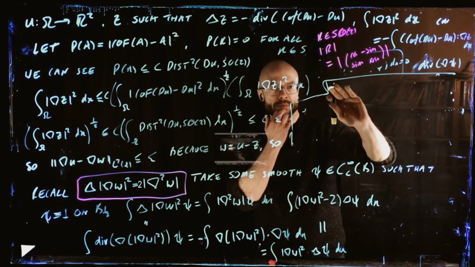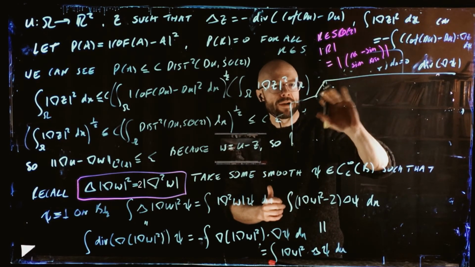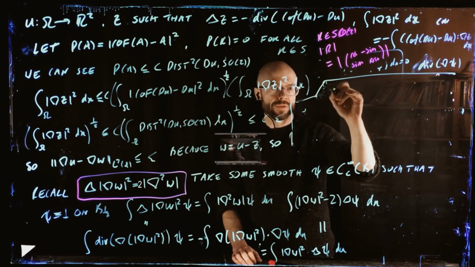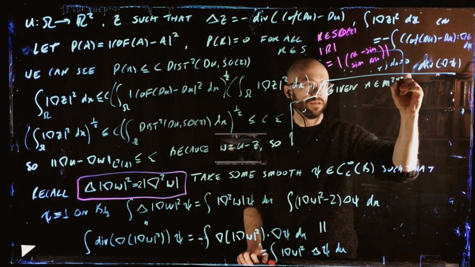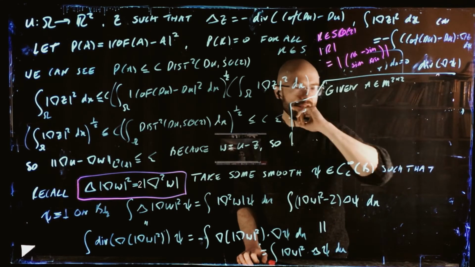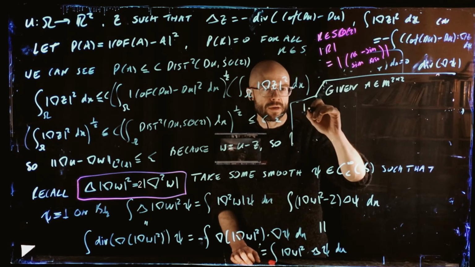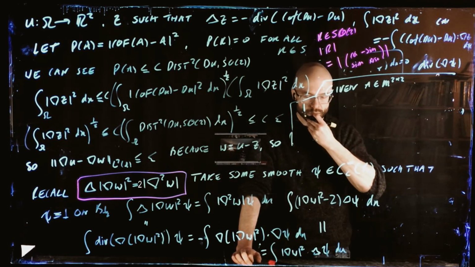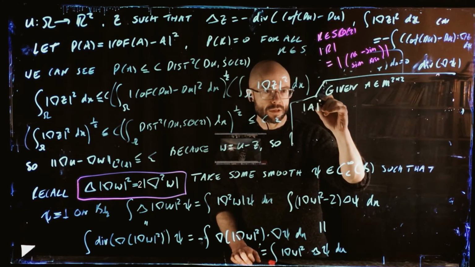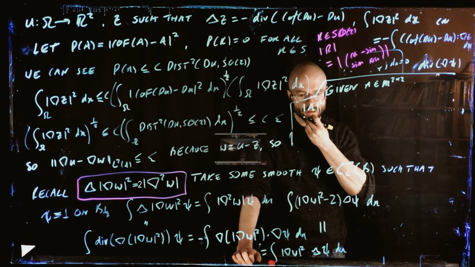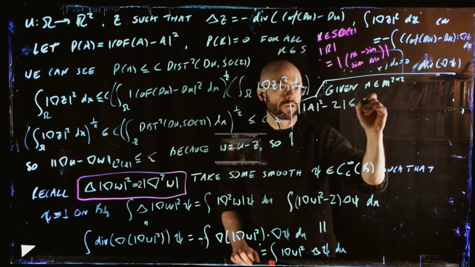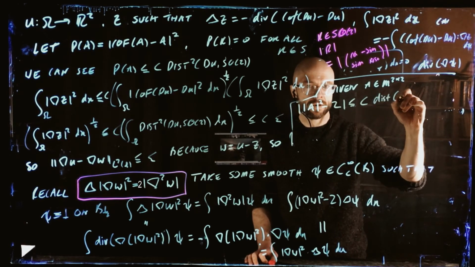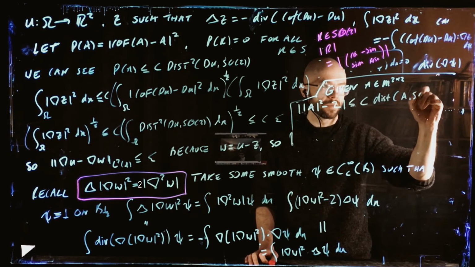So it's a bit more algebra, but it's not too hard to see that given a matrix A inside M 2 by 2, which is not too far away from infinity, we have that the norm of the matrix squared minus 2 is controlled by some constant times the distance of the matrix away from the space of rotations.